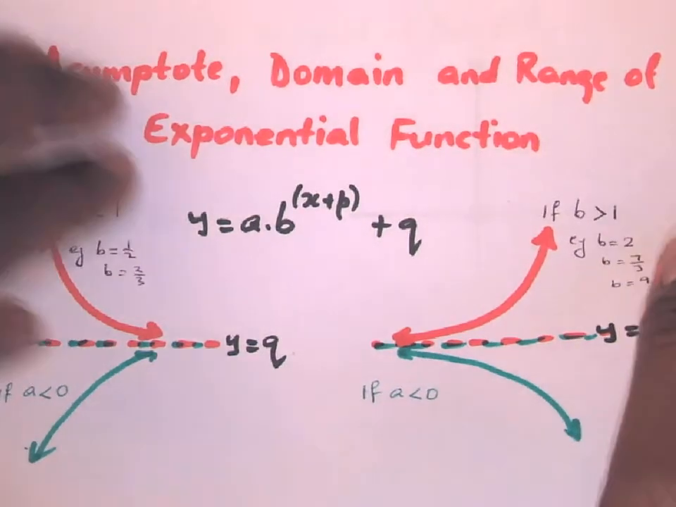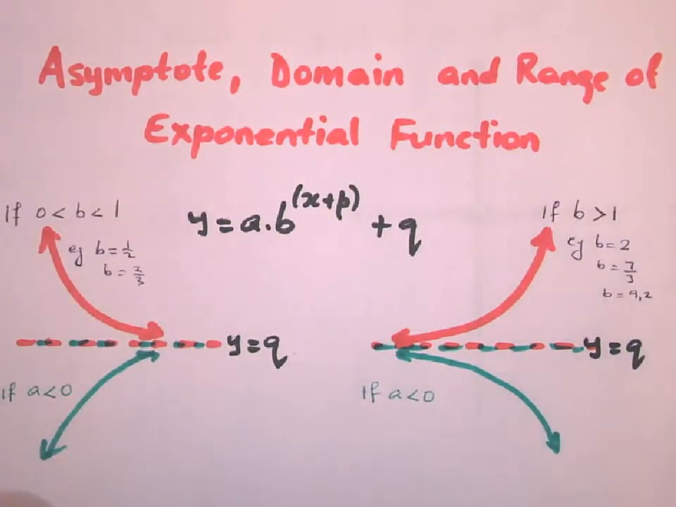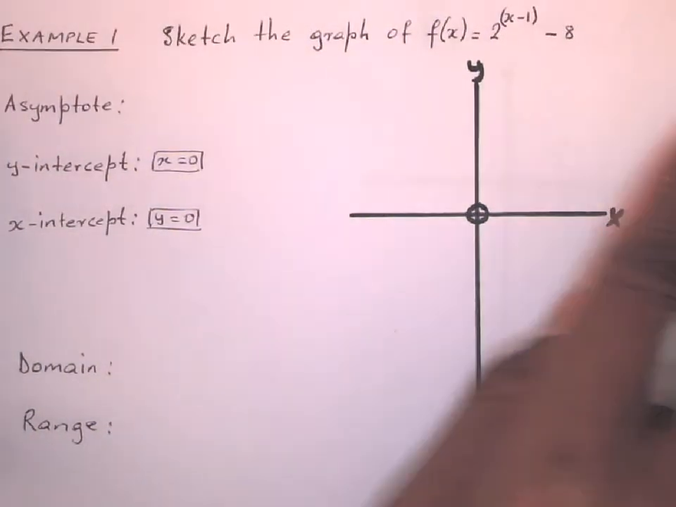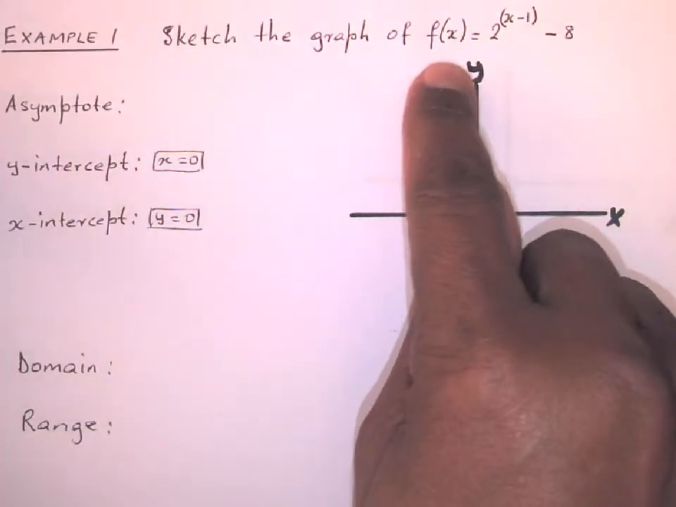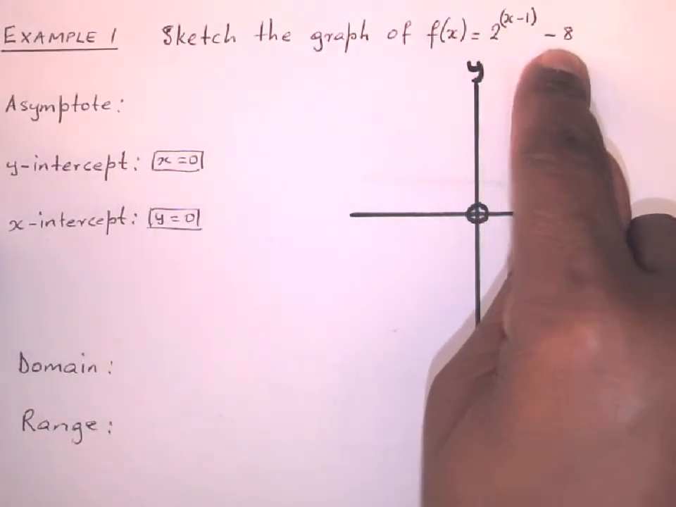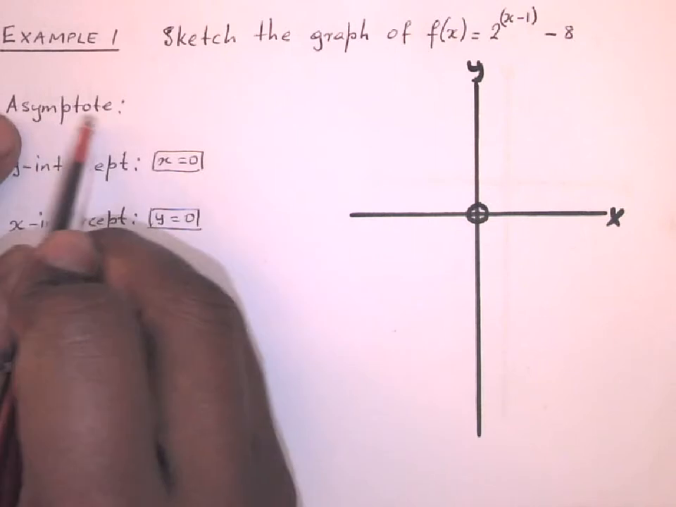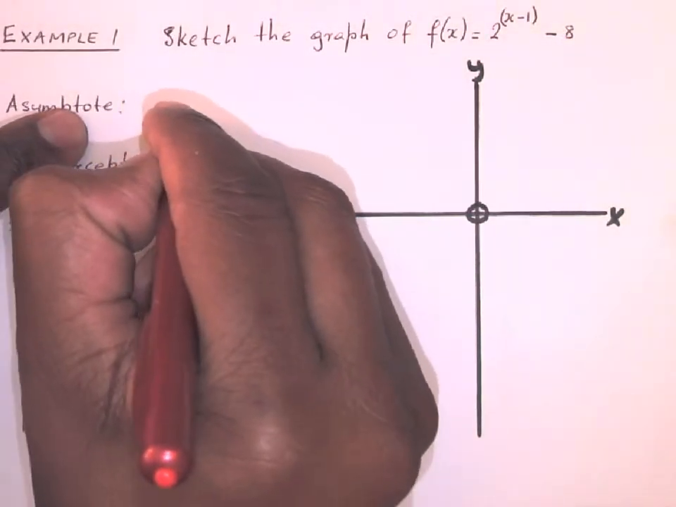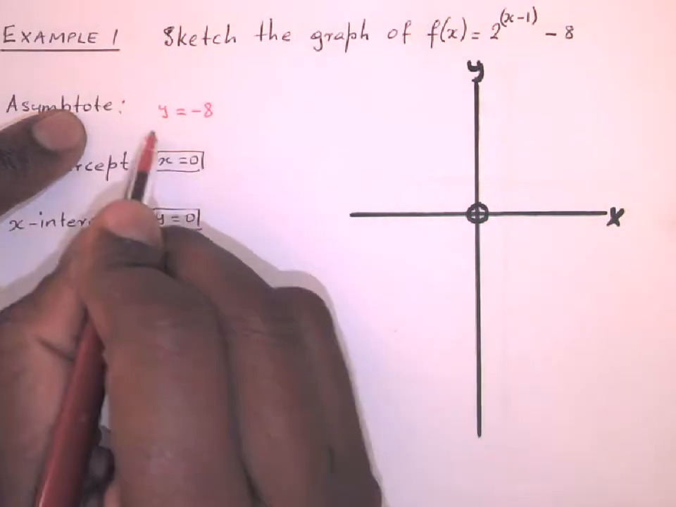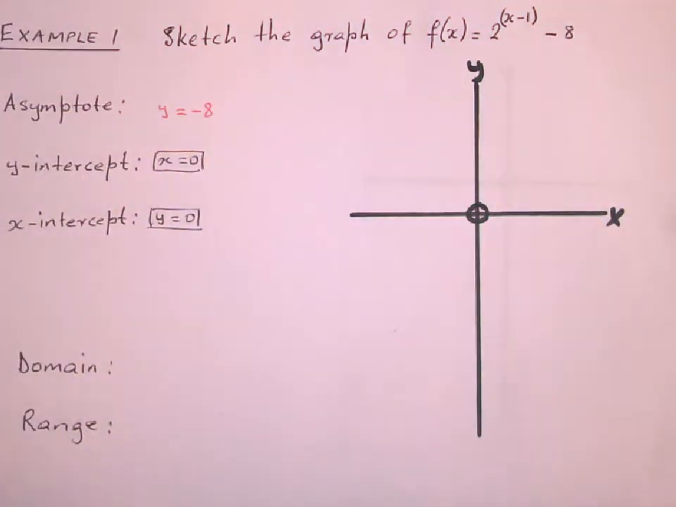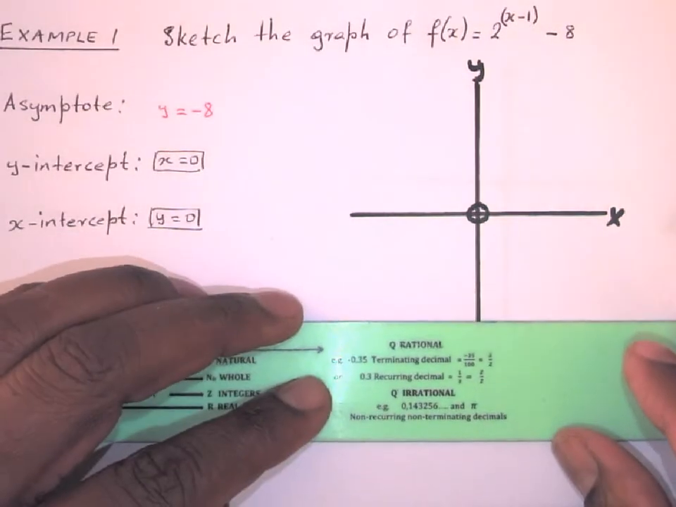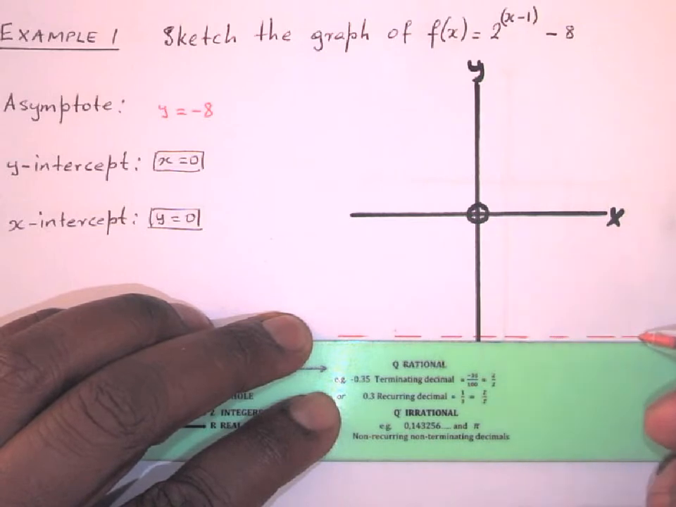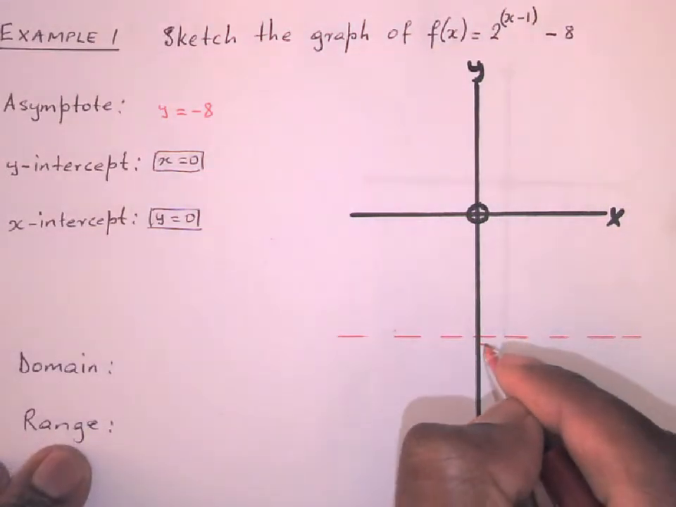Let's look at some of the examples that we can get in a class exercise. For instance, they say here, sketch the graph of f of x equals 2 exponent x minus 1, minus 8. So we've got our asymptote. Our asymptote is the line y is equal to minus 8. It is our horizontal asymptote. We can straight away draw it. That's 0 to minus 8. I can draw it over here. That is the line y is equal to minus 8.